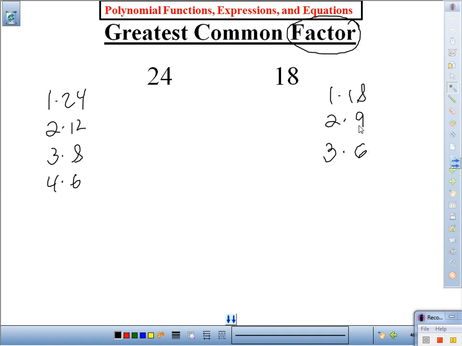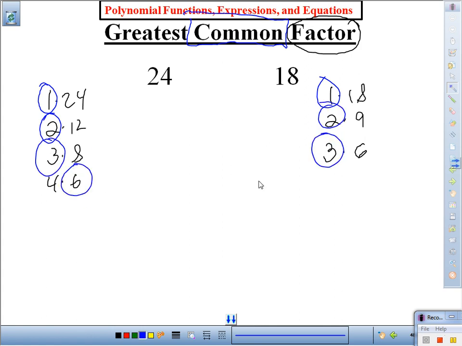So what are all these called? They're called factors. Well, let's start now going to this word, common. What does that mean? That they both have the same. So what factors do both of them have the same? Well, 1, 2, 3, and 6. However, the last word, greatest of all those. Which one's the greatest? 6.